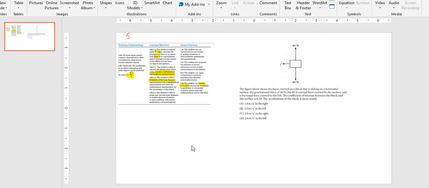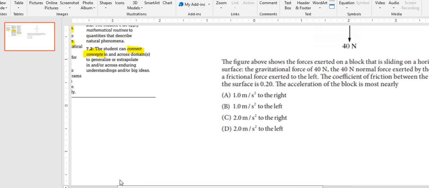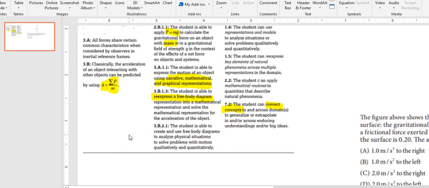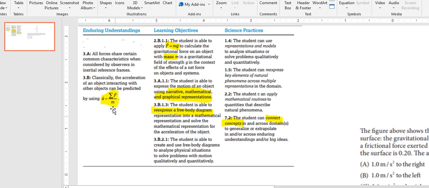Okay, this is question 5 on the multiple choice, and I just wanted to show y'all something. I don't know if you can really see this, but the advantage of highlighting these is really there. First of all, I found the equation. It's Newton's second law solved for acceleration, something to do with mass and weight in the gravitational field, and narrative, mathematical, and graphical representations, re-express a free body diagram, and then connect concepts.